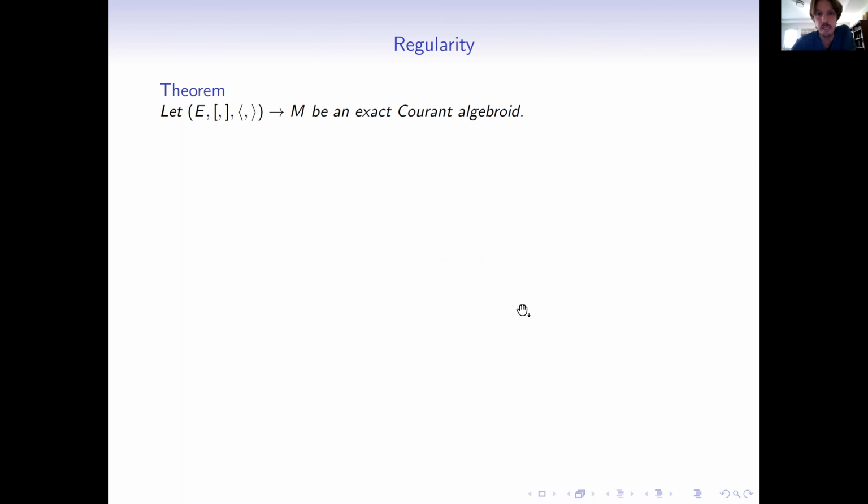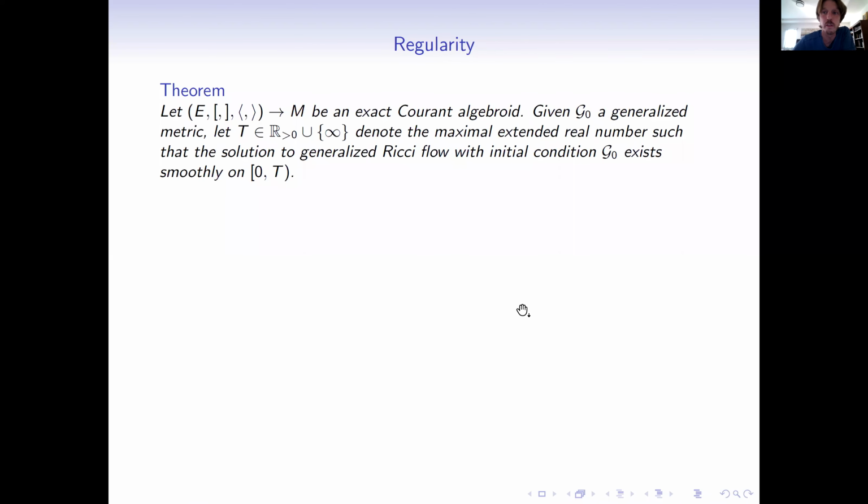Okay. So with these estimates in mind, we can also prove a theorem similar to this, the curvature must blow up at a singular time theorem, which is stated as follows. Again, if E over M is an exact Courant algebroid, and maybe I should assume M is compact, G naught is some generalized metric, and we let capital T be the maximal extended real number such that the solution to Ricci flow exists smoothly on this time interval, 0 to T.